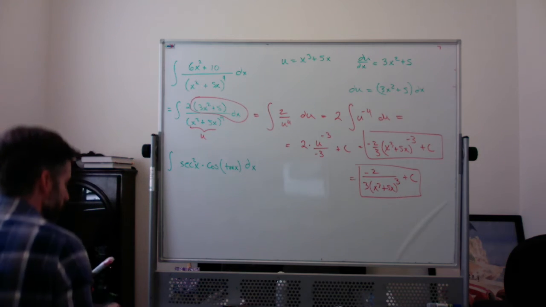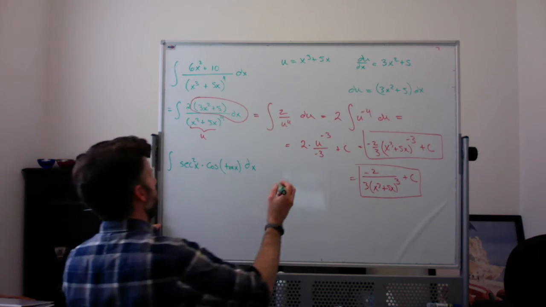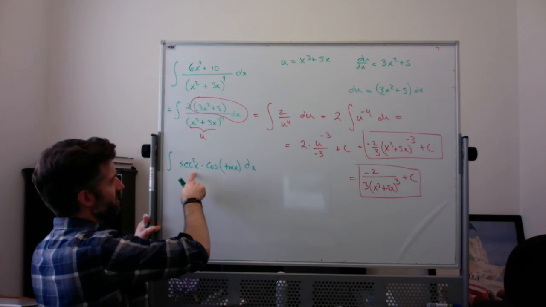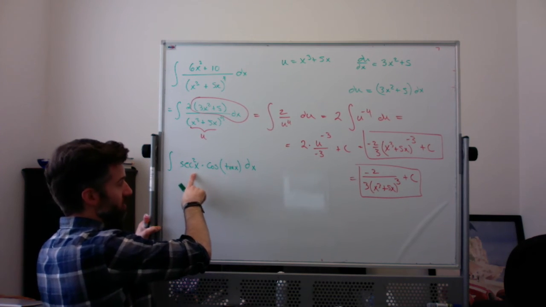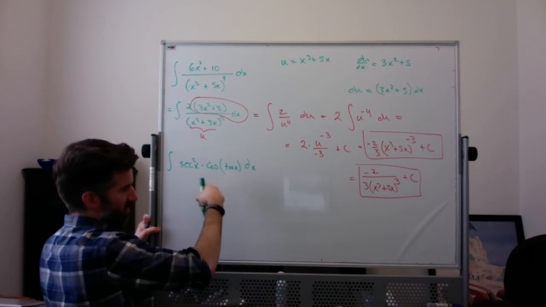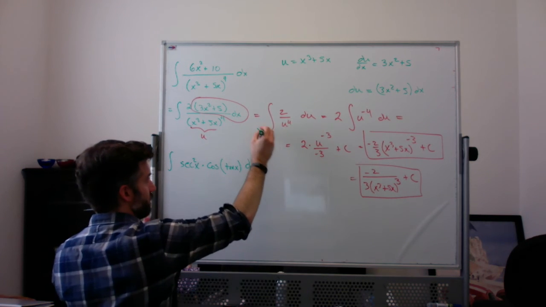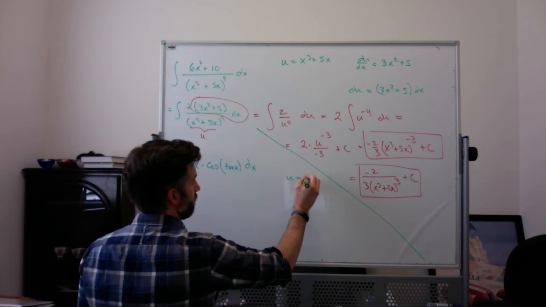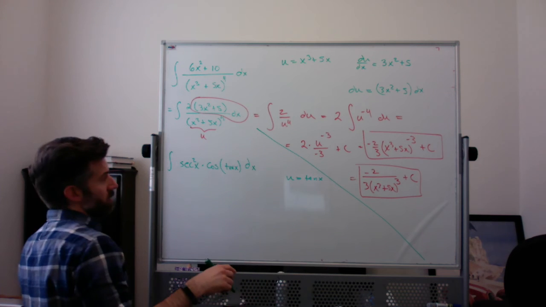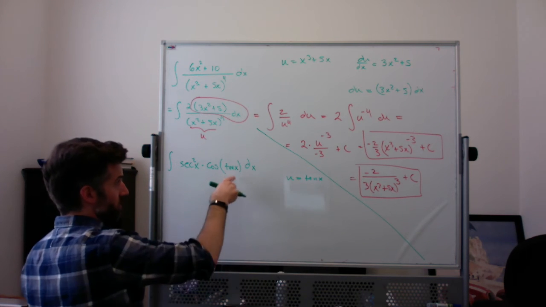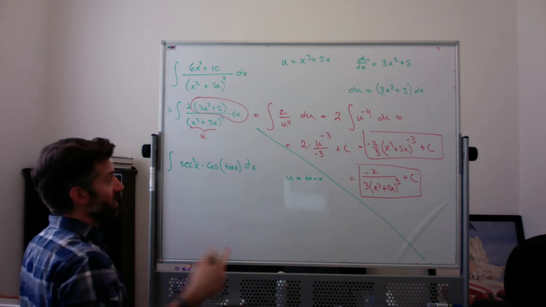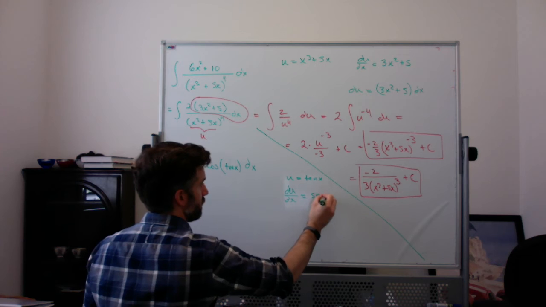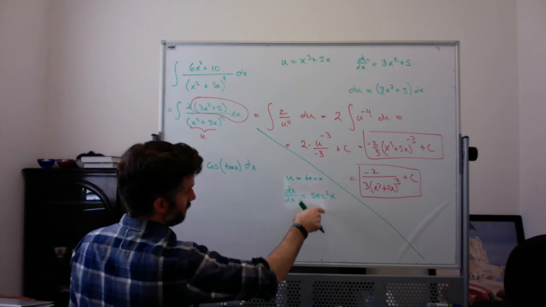Alright, last one. I see secant squared of x times cosine of tangent of x. So be careful, right? Secant squared of x is just 1 over cosine of x squared, whereas cosine of tangent of x is something totally different than cosine of x. So be careful. It seems sensible to let u equal tangent for two reasons. One, it's stuck inside another function. Tangent of x is inside the cosine function. And two, the derivative of tangent is exactly secant squared x.